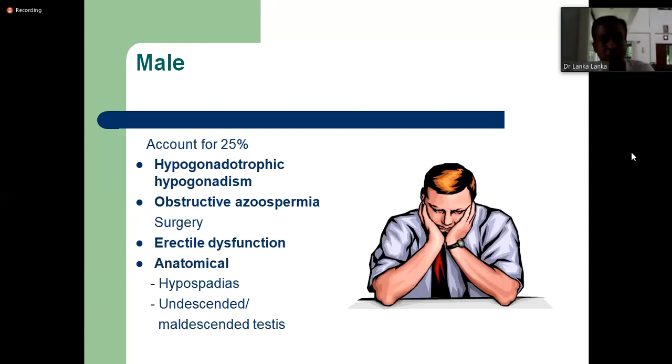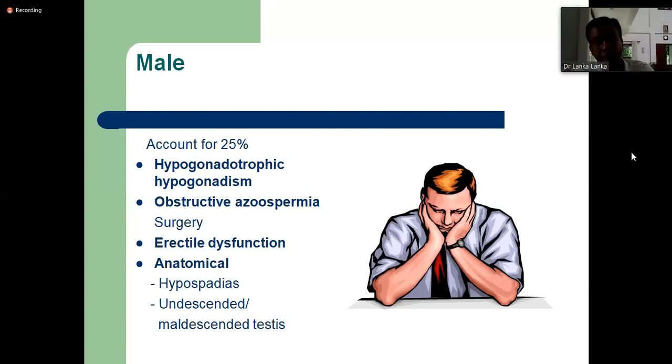There are different words we are using for that. So the primary problem may be hypogonadotrophic hypogonadism. That is from the primary level, that means from the higher center onwards there's a problem. So they will have atrophic testes. So then primarily, they don't produce sperm at the testicular level.